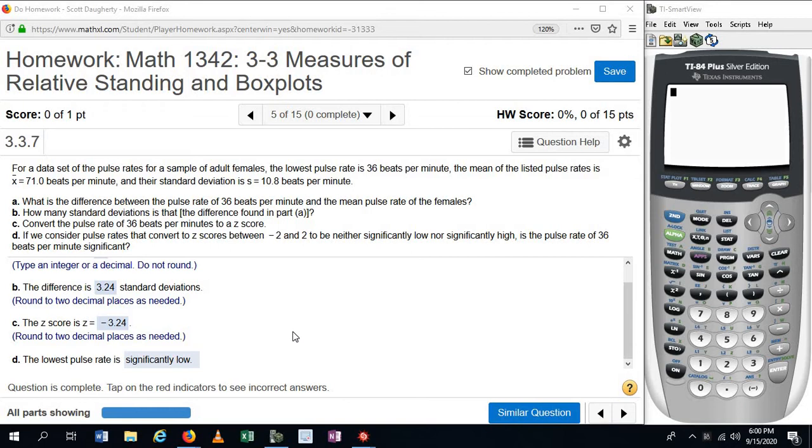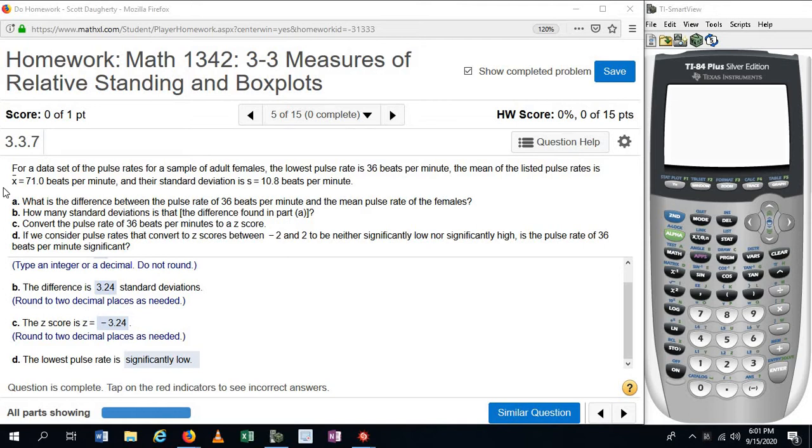It says, for a data set of the pulse rates for a sample of adult females, the lowest pulse rate is 36 beats per minute. The mean of the listed pulse rates is 71 beats per minute and their standard deviation is 10.8 beats per minute. So part A says, what is the difference between the pulse rate of 36 beats per minute and the mean pulse rate of the females?